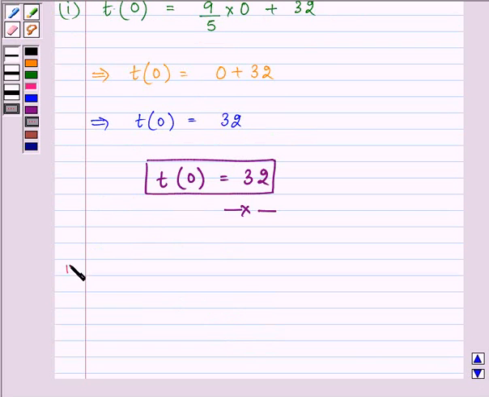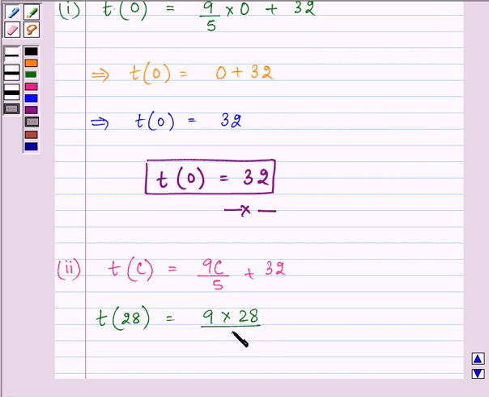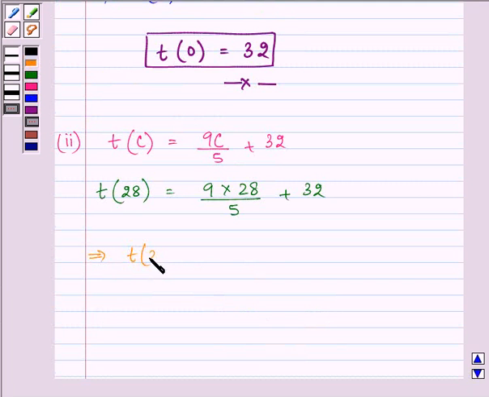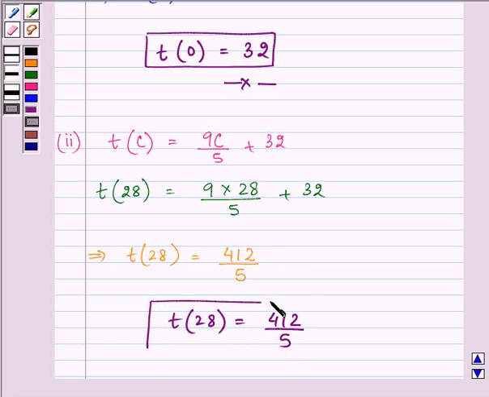Proceeding on to the second part. Now here we need to write the function once again. And now for the second part, we need to find the value of the function when the value of C is given to us as 28. So it will be, on substituting 28 in place of C and on simplifying, we have 412 divided by 5, that is after simplification. And this becomes the answer to our second part.